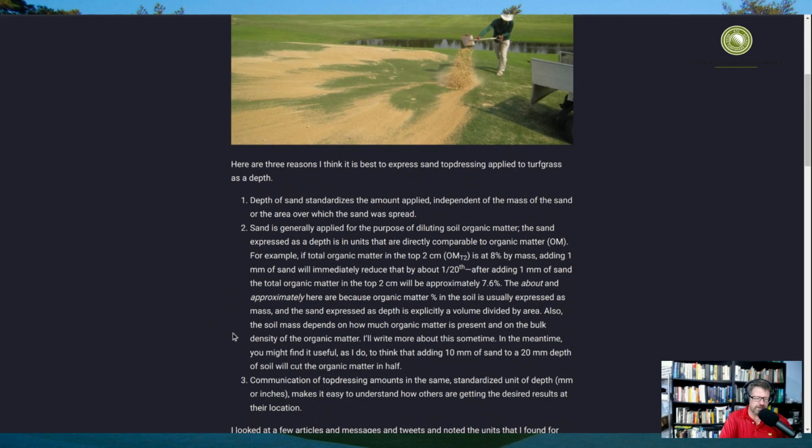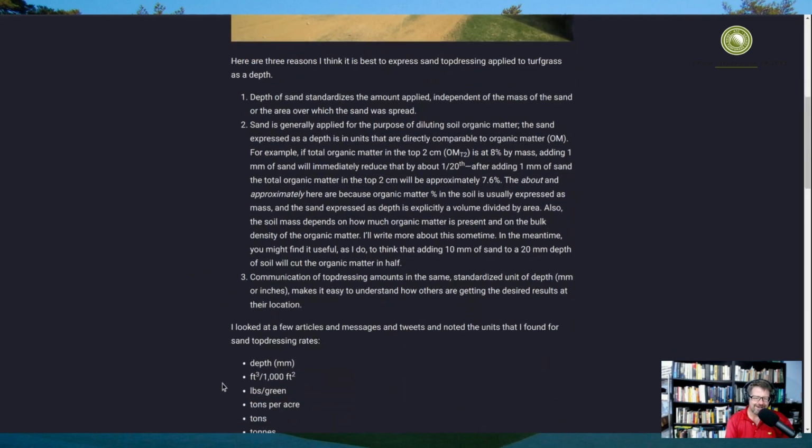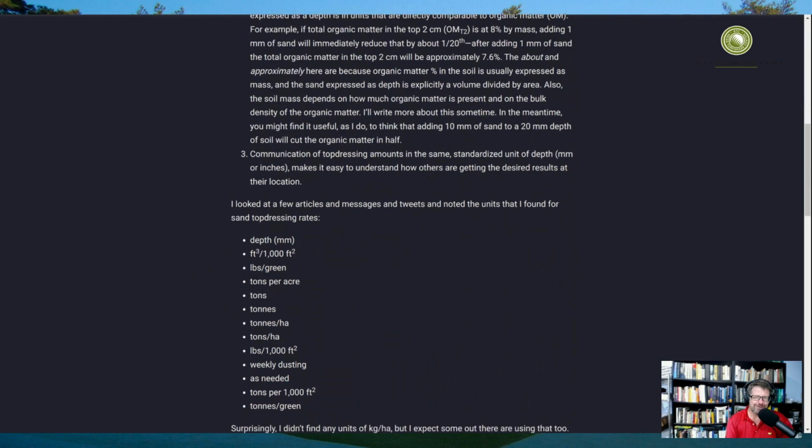So I wrote in the blog post in item number 3, I said communication of top dressing amounts in the same standardized unit of depth, millimeters or inches, makes it easy to understand how others are getting the desired results at their location. And I then, in the blog post, go through a list of units for sand that I recently had read about in articles or in information that people shared or in email conversations or in seminars that I'd attended or slideshows that I'd watched when people are talking about sand amounts. And I'm going to go through them here.